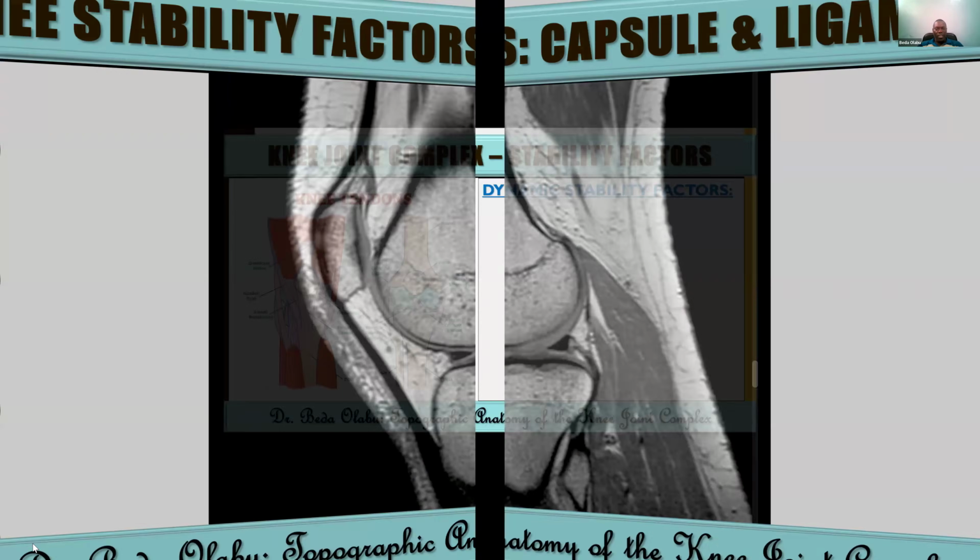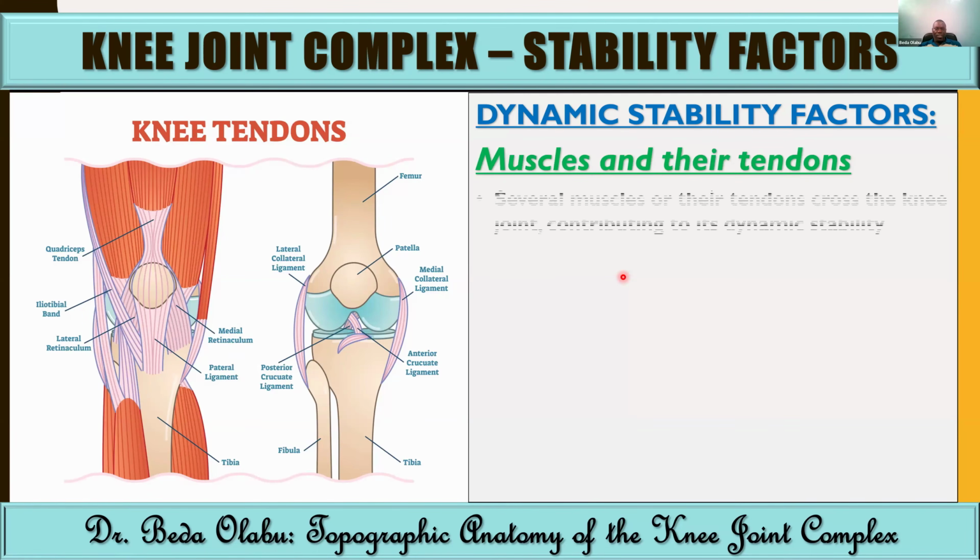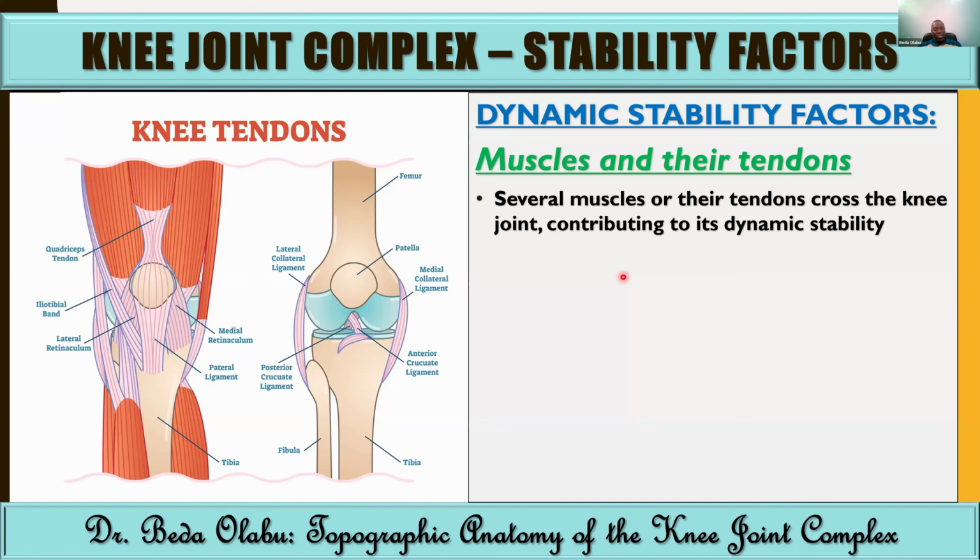Okay, we can now talk about the dynamic stability factors of the knee. So the dynamic stability factors consist of muscles and their tendons. There are several muscles or their tendons that cross the knee joint, and that means that they definitely contribute to the stability of the knee. But we have some key dynamic stabilizers that I want to mention.